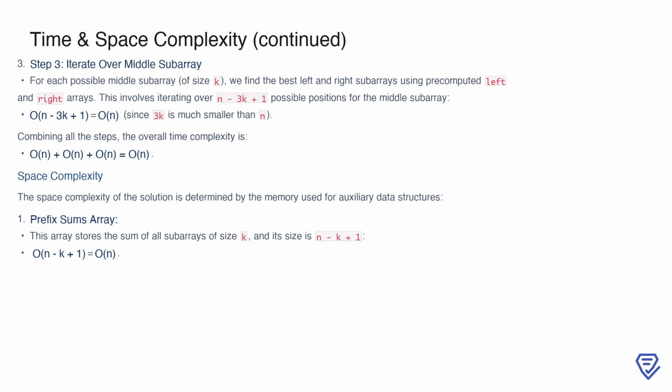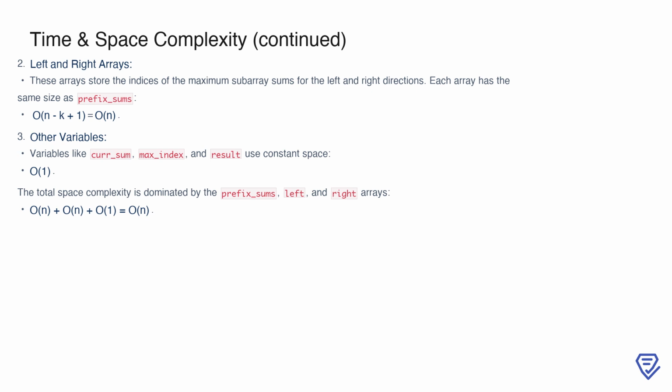For space complexity, the largest contributor is the prefix_sums array, which stores the sums of all subarrays of size k. Since this array has a size of n - k + 1, its space complexity is O(n). In addition to the prefix_sums array, the solution also uses the left and right arrays. These arrays store the indices of the maximum subarray sums for the left and right directions, respectively. Both arrays have the same size as the prefix_sums array, which means their space complexity is also O(n).